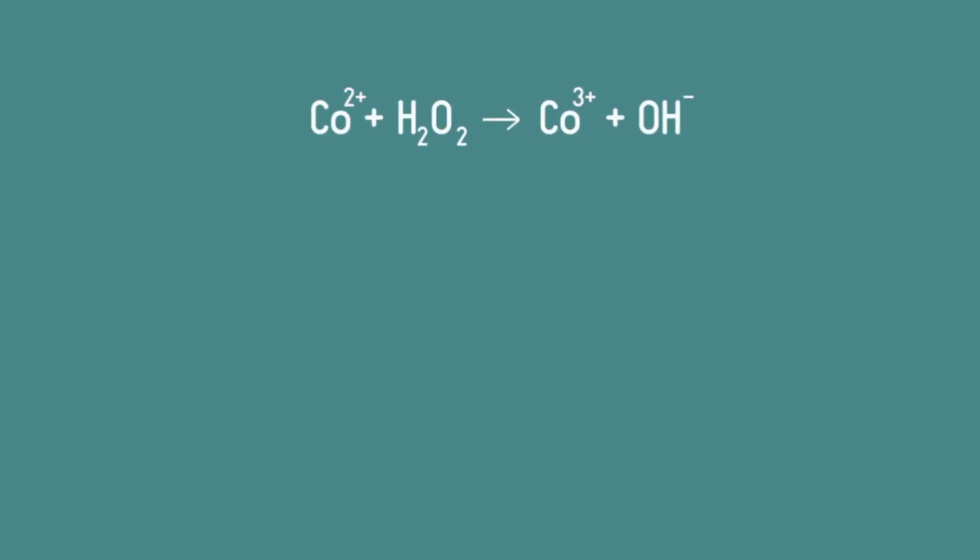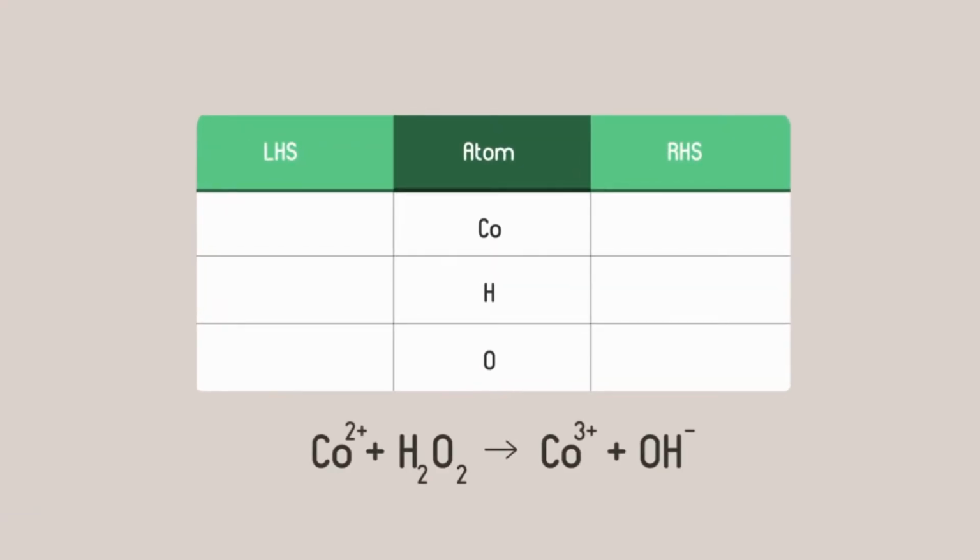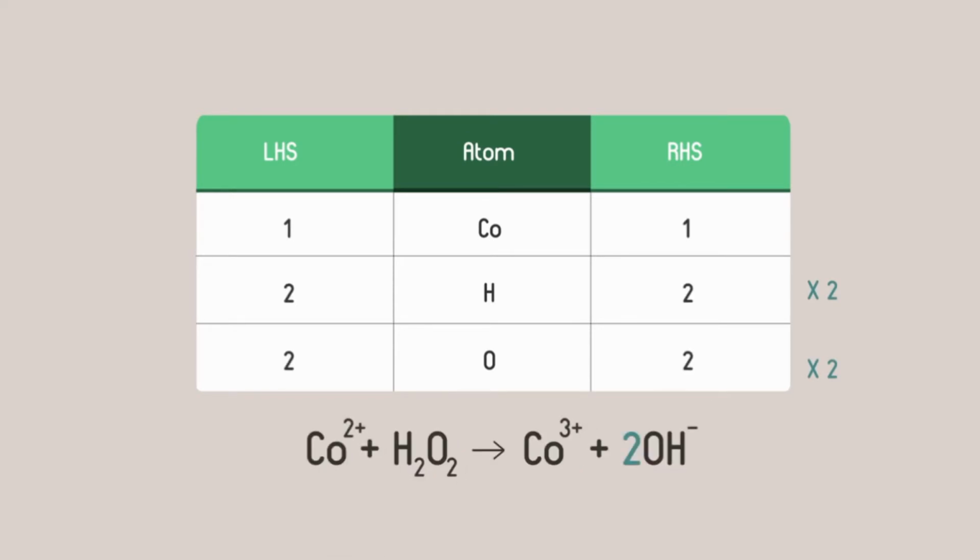If there are charges in a formula, these also need to be balanced. Look at this reaction for the oxidation of cobalt, for example. We can start off by balancing the atoms. Here's a table like the one we used before. There are half as many hydrogens and oxygens on the right as the left, so let's double them. If we test this using our table to add up the atoms, it looks balanced.